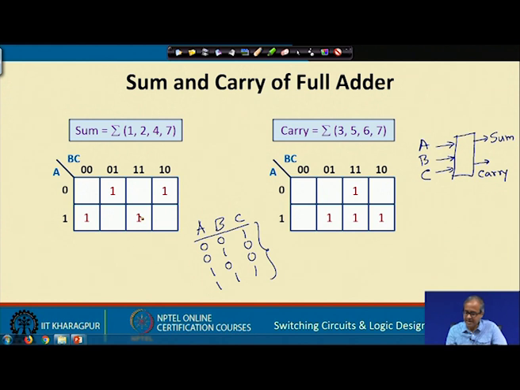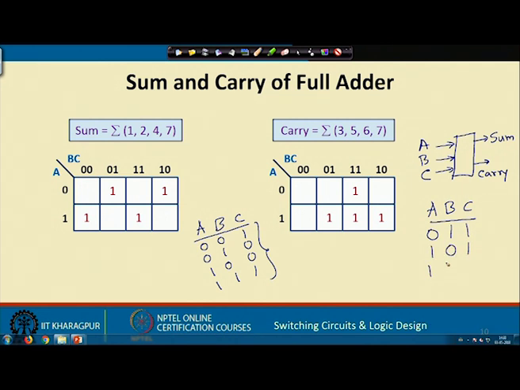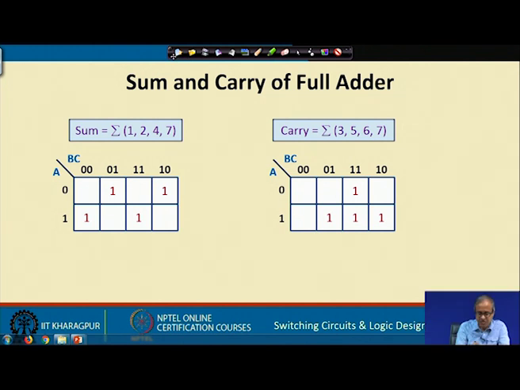Similarly, for a carry, carry will be generated when the min terms are 3, 5, 6 or 7. 3 is 0, 1, 1, 5 is 1, 0, 1, 6 is 1, 1, 0 and 7 is 1, 1, 1. This we have depicted in this Karnaugh map. Now, if we try to minimize, you see for sum there are no two adjacent ones which can be combined. So, this is a peculiar scenario where no minimization is possible. Each true min term will be a separate product term.